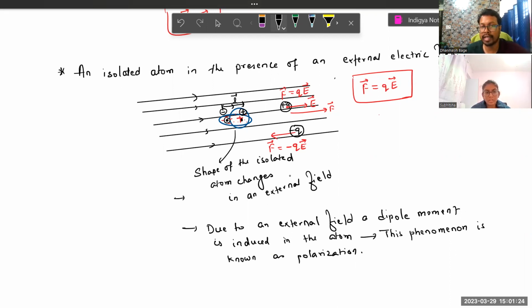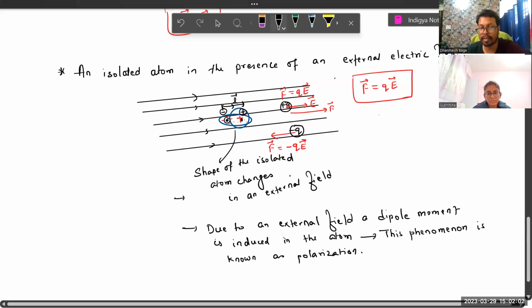Initially, when the isolated atom was there, the dipole moment was zero. But the moment you place it in an external field, the centers of positive and negative charge will be separated. And because of that, an induced dipole moment is induced. Suppose you turn off this field, this atom will again come back to the same shape. Right? It will again become spherical. So this shape will last as long as the electric field lasts. So the electric field is inducing this dipole moment. That is why this is called polarized dipole moment.